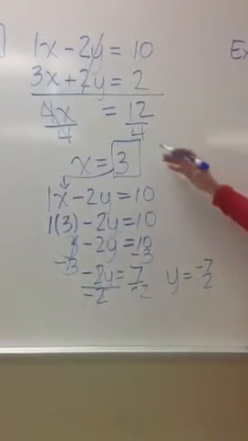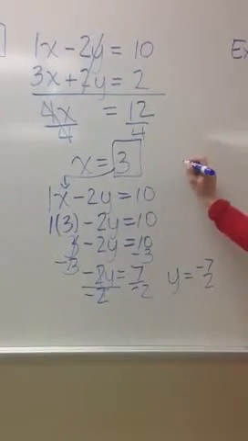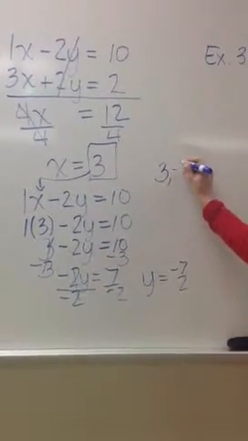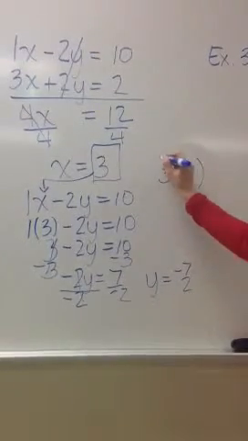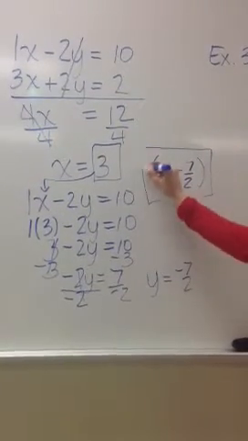Remember, though, you're not finished until you write your solution as an ordered pair. My x value is 3, my y value is negative 7 halves, and put it in parentheses. And there's our solution.